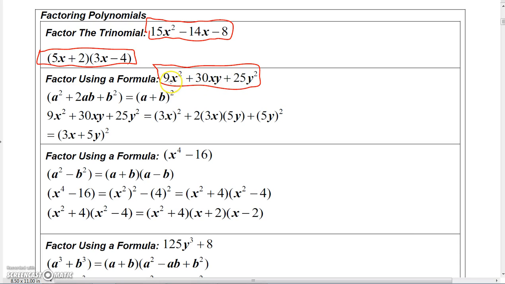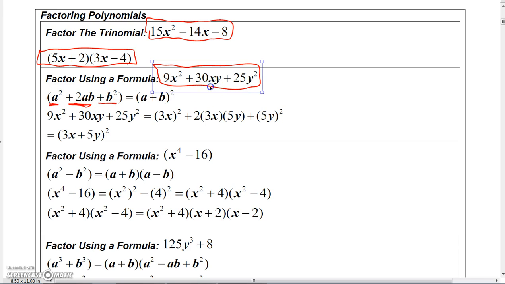Well, generally, if the first term is a perfect square, like 9x squared is a perfect square, and the last term in a trinomial is a perfect square, then there's a good chance that you've got a binomial squared. Okay? Not always, but it could be. So, if the first term is a perfect square and the last term is a perfect square, well, the middle term's got to be a particular format. The middle term has to be double the product of a and b. Now, not a squared, b squared, but a and b.